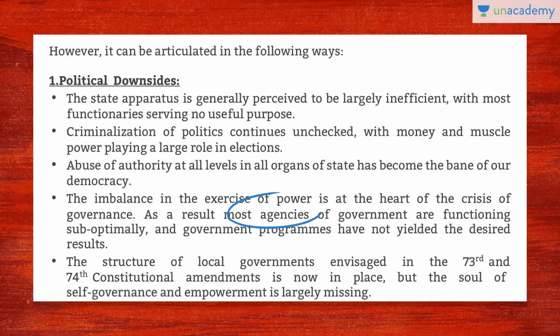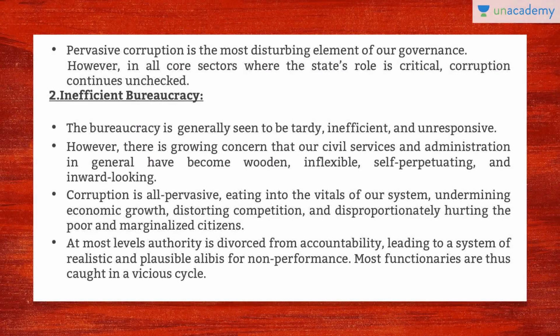So as a result, most agencies of government are functioning suboptimally, and government programs have not yielded the desired results whatsoever. The structure of local governments, which was envisaged in the 73rd and 74th Constitutional Amendment Act, is now in place, but the soul of self-governance and empowerment is largely missing. The structure is there, but the Panchayati Raj and municipalities are not there in practice.